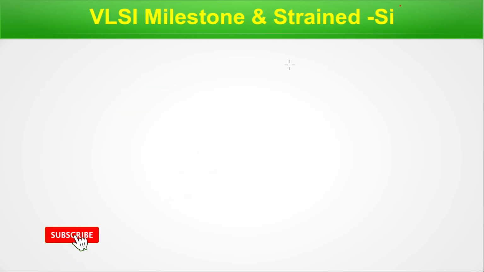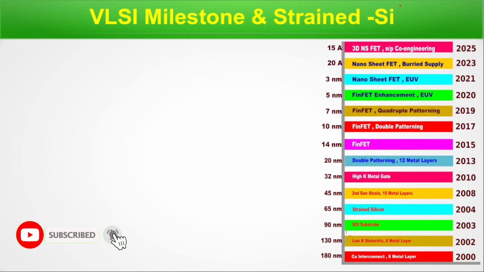VLSI milestone and strained silicon. This is the diagram we are taking reference from for the last 3 episodes. Here also we will take reference from here. Strained silicon is mentioned here with timeline 2004 and 2008 with technology node 65 nanometer and 45 nanometer. Now, we have already discussed SOI substrate, which was introduced at 90 nanometer in 2003. After 90 nanometer, this strained silicon has been introduced.